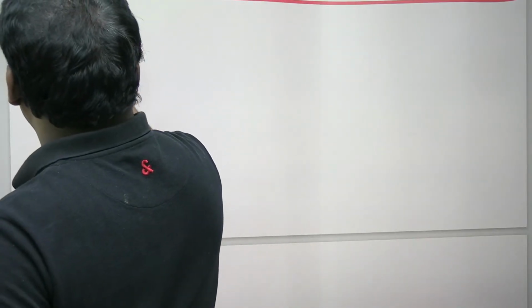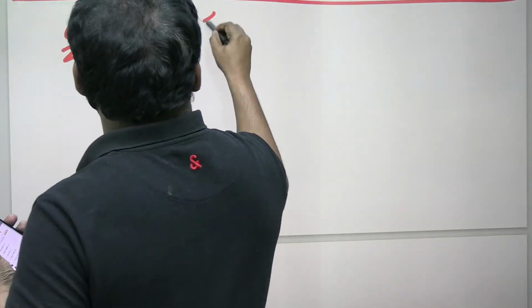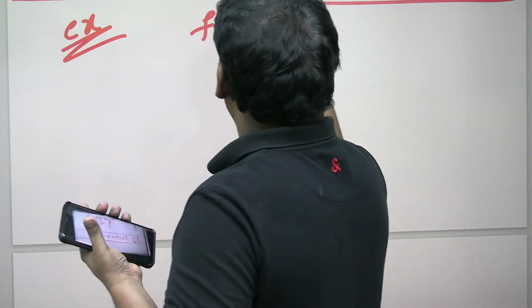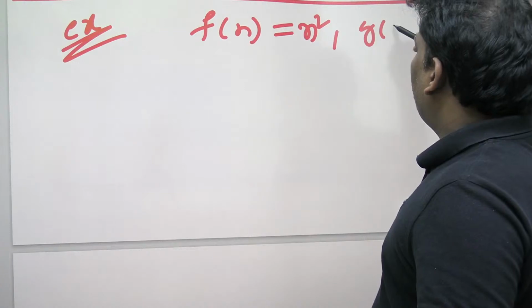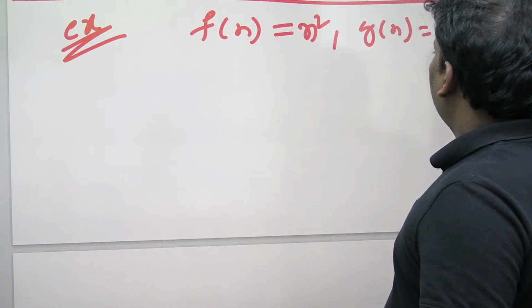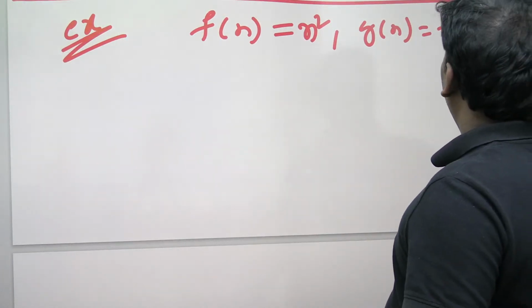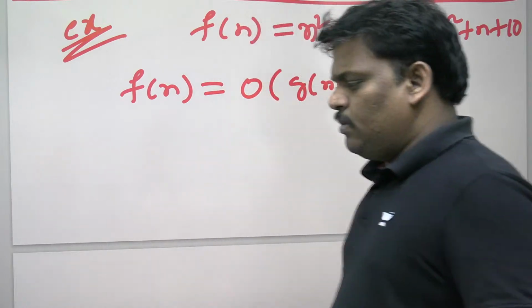Example 3. F of n is equal to n square. G of n is equal to n square plus n plus 10. Can you try this problem?